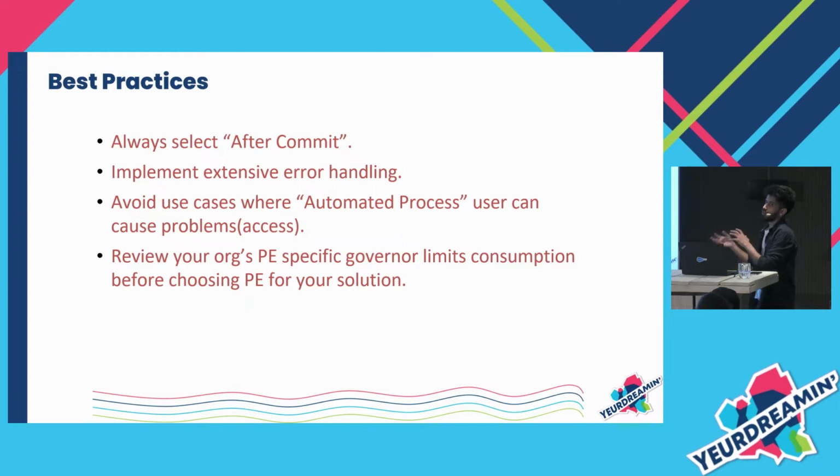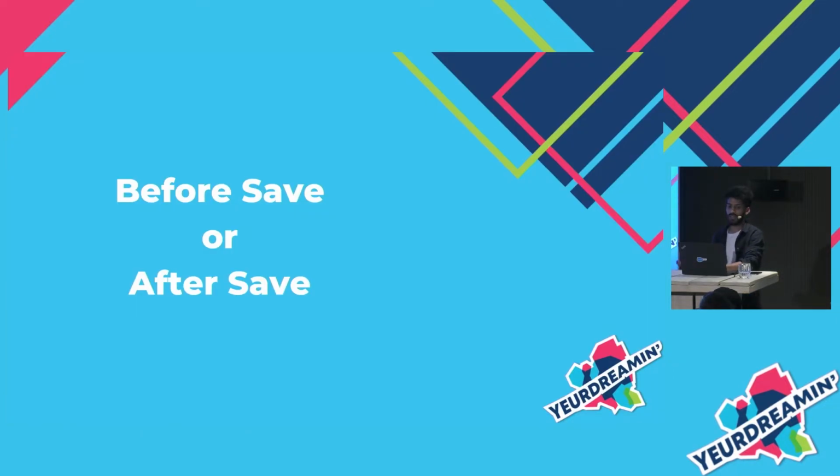Now, going back to the choice of execution context, we discussed asynchronous and synchronous, but we didn't really discuss the second part, which is up next: before save and after save. So what does it mean? A lot of newbies, especially admins, do not come across these terms in their day-to-day life, but now these should be your best friends, because you are going to be creating a lot of flows.